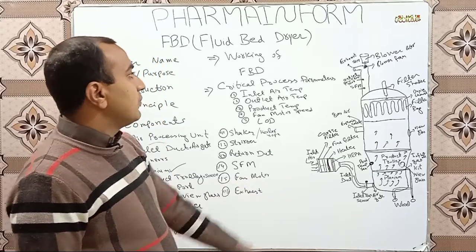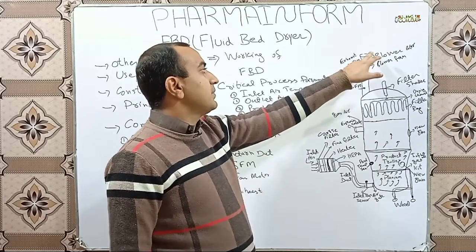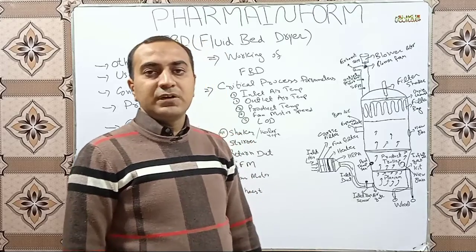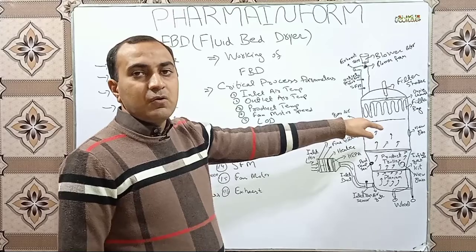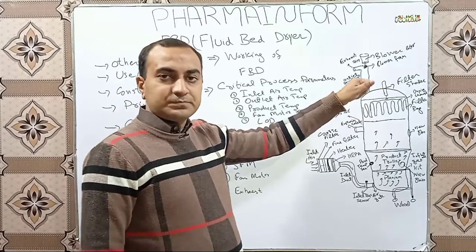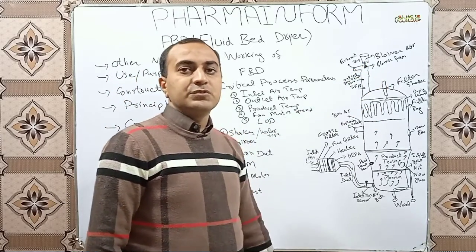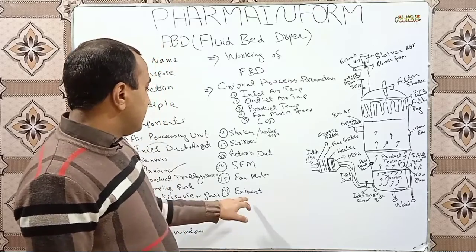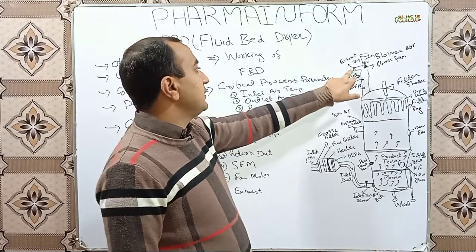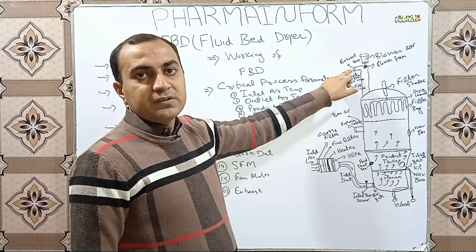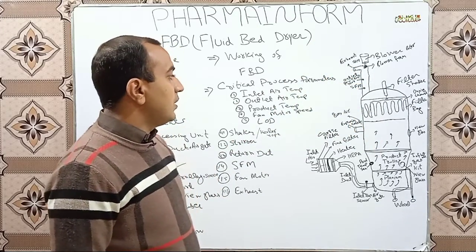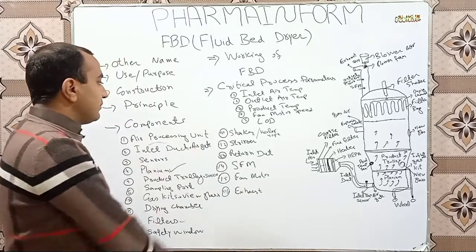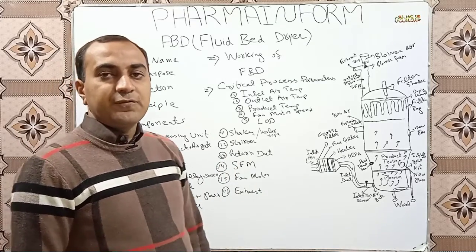The next one is the fan motor. As we discussed in the earlier step, the fan motor or blower is the main component of the FBD which creates vacuum or suction for the air which is used for fluidization. The next is the exhaust. Here is the exhaust duct through which our air goes to the outside. These were the components of the FBD.